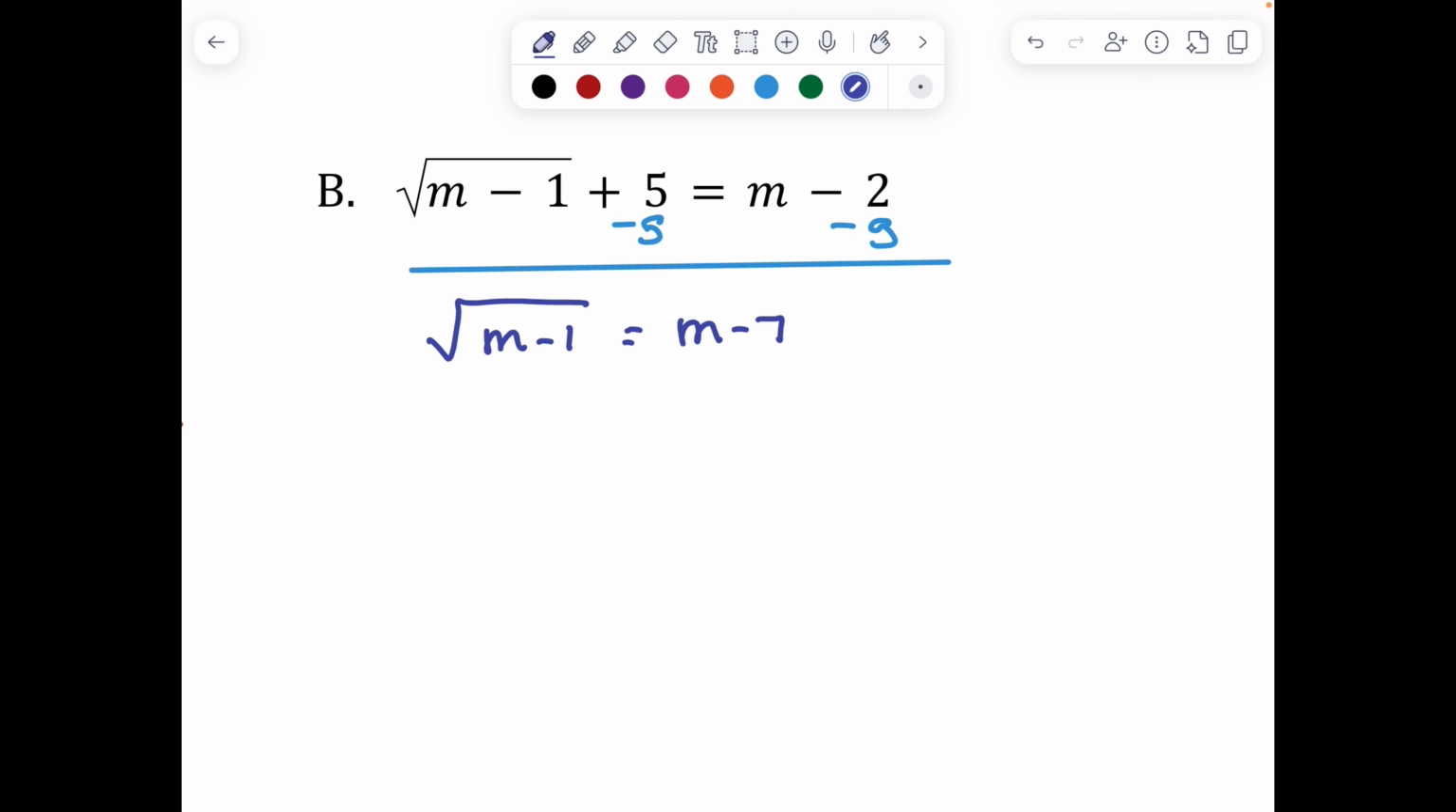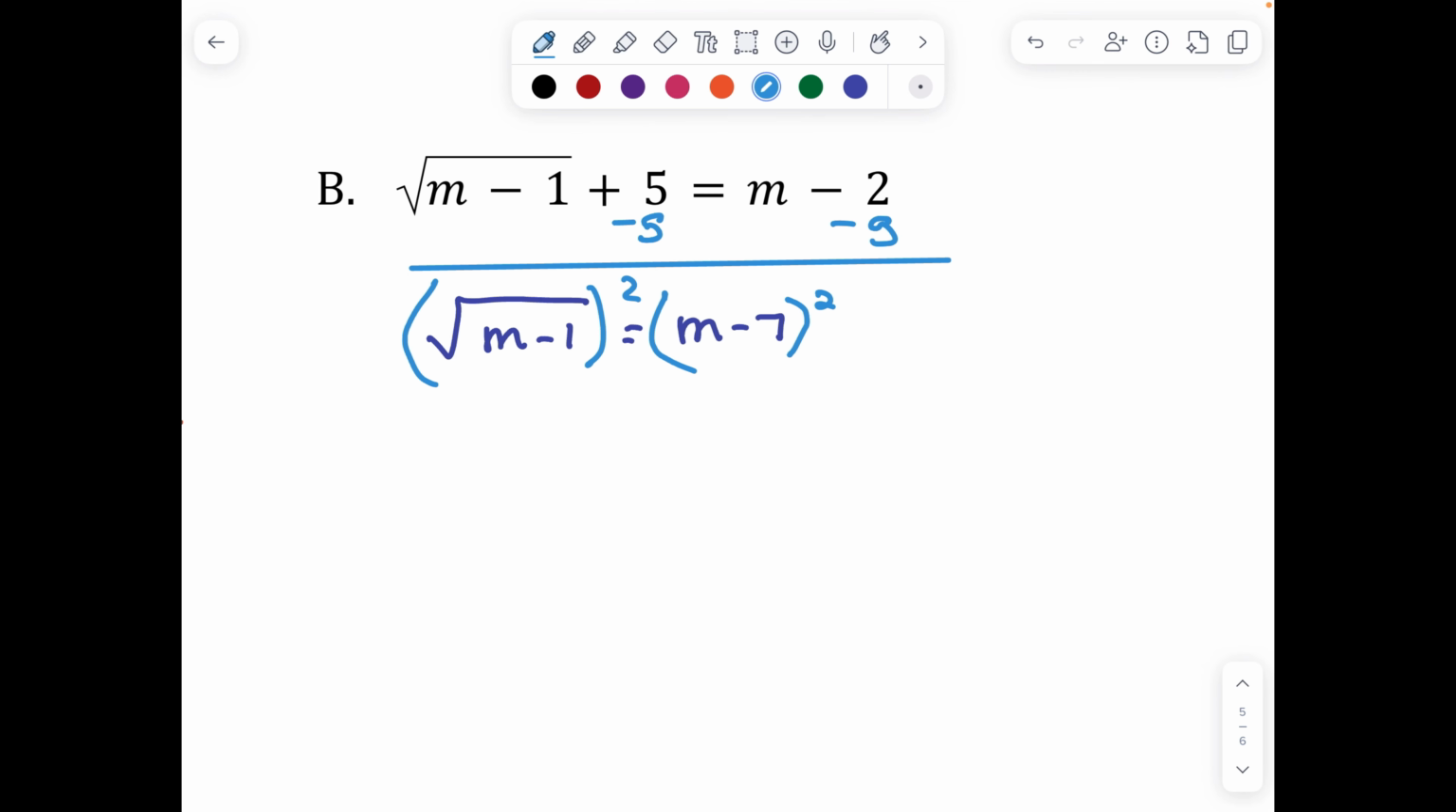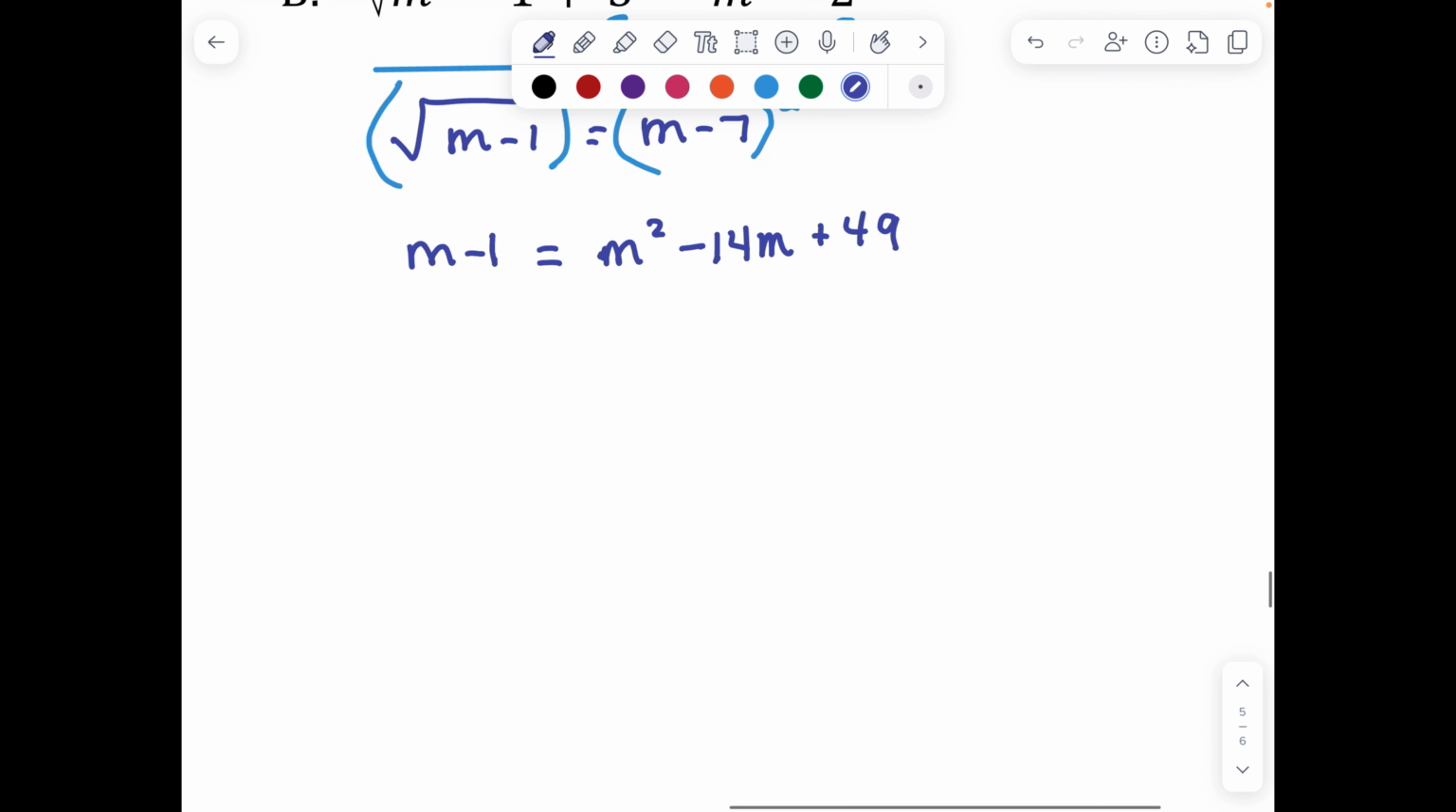Now I can go ahead and I'm going to raise both sides to the second power because our index is 2. On the left side, I'm left with m minus 1. On the right side, I need to make sure I use that binomial theorem, so m squared minus 14m plus 49. I subtract m and I add 1 to both sides.